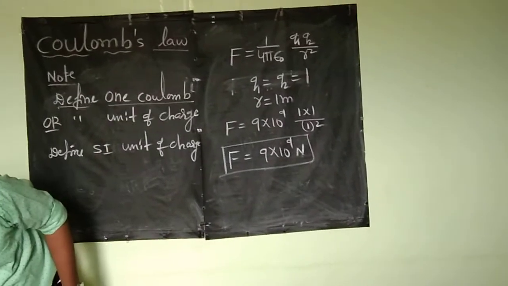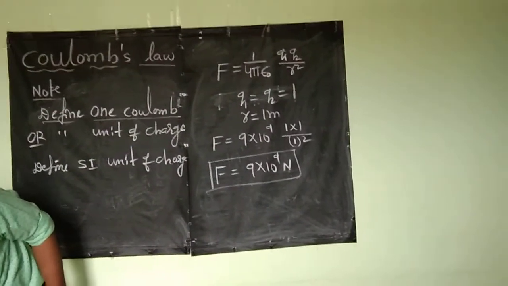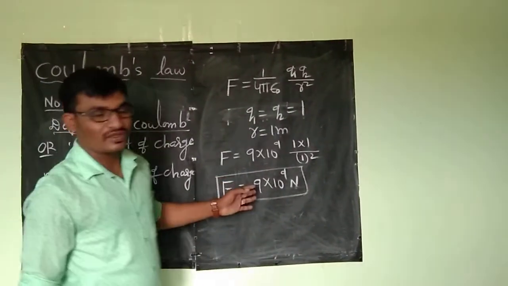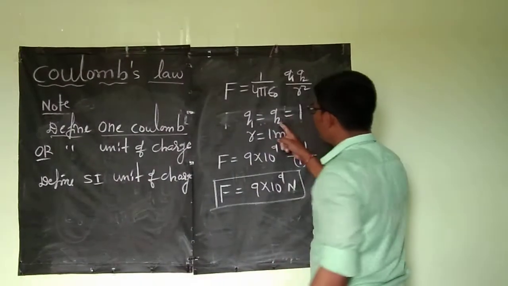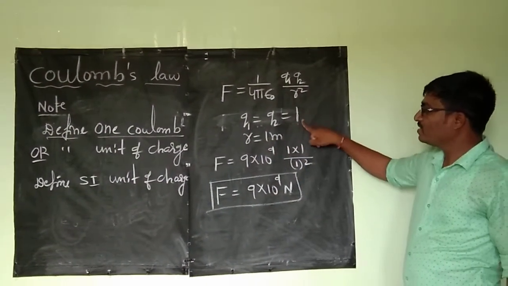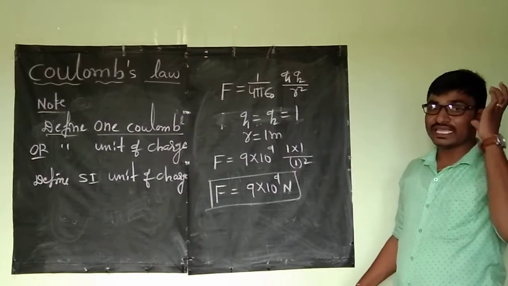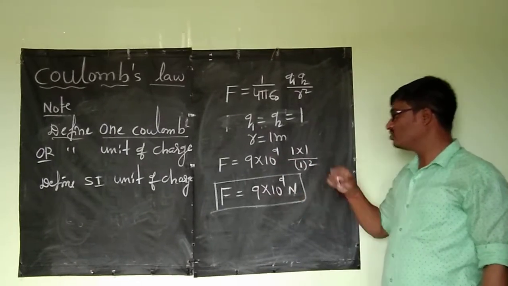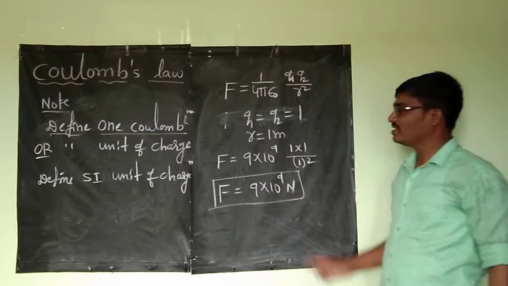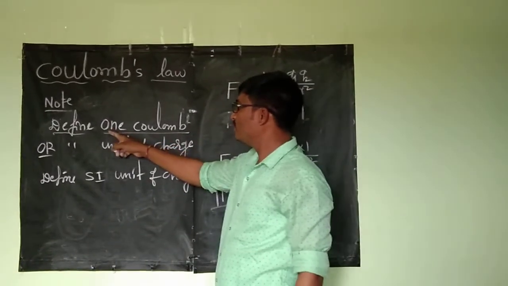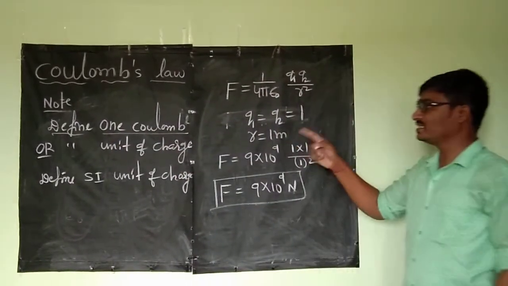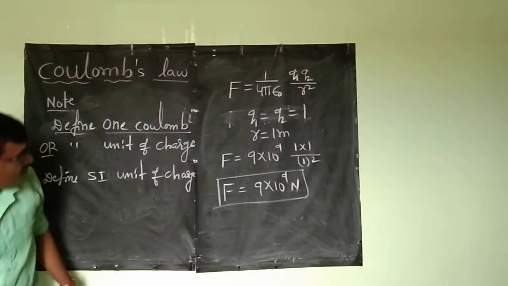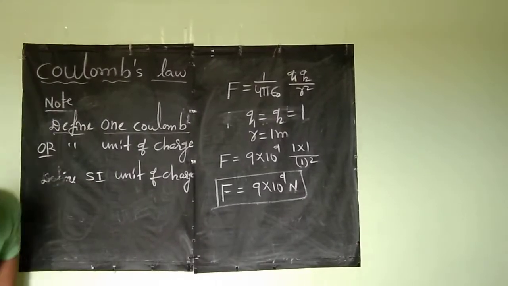Here, Coulomb force. This is how to define the SI unit of charge. Clear? Two equal charges with value Q is equal to 1 should be separated by a distance of 1 meter. At that time they experience a force of 9 into 10 to the power 9 Newton. You can define 1 coulomb of charge like this.